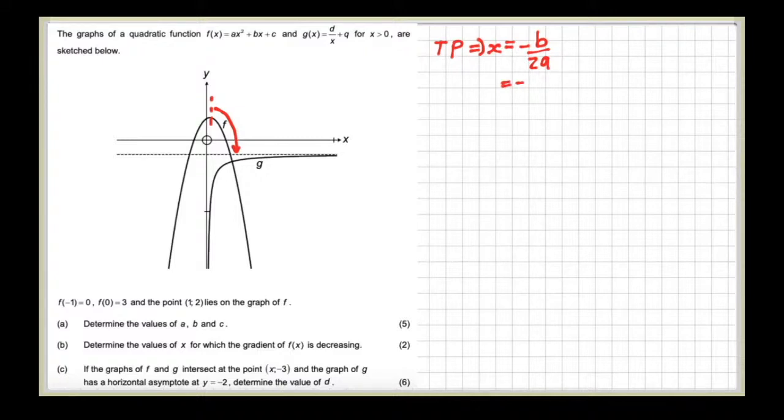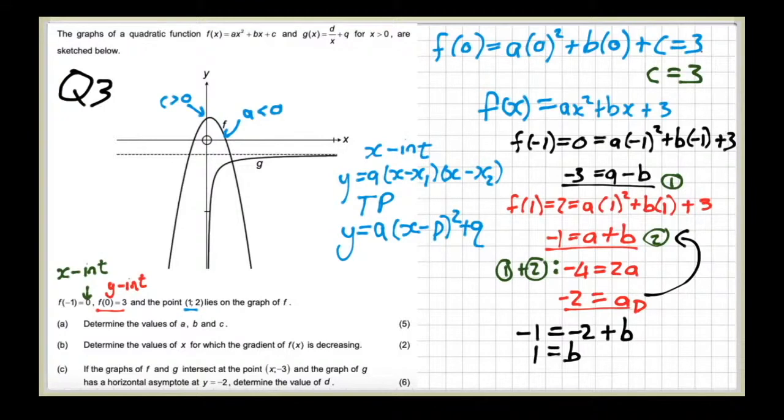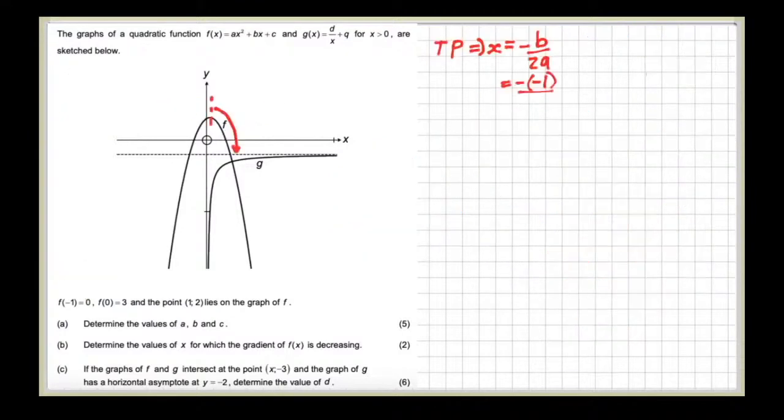So negative 1 over, or is it positive 1? Let me just quickly go back and check. Yes, it's positive 1. My apologies. Over 2 times negative 2. So in other words, I've got 1 over 4. So for all x on the right of a quarter, my graph is actually decreasing. It is going down. Could have found that much easier by using calculus, right? First derivative smaller than naught.